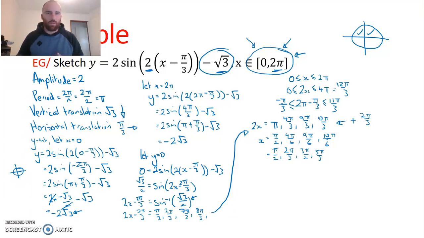Hi guys, welcome back. So what we have is we've got our x-intercepts, we've got our y-intercepts, and we've got our last point with the domain. Okay, so what we're going to do is we're going to start drawing all these.